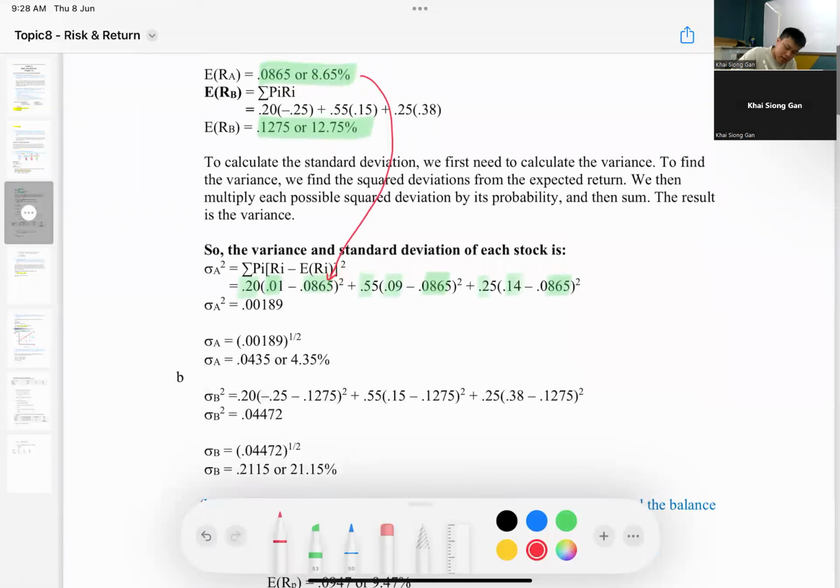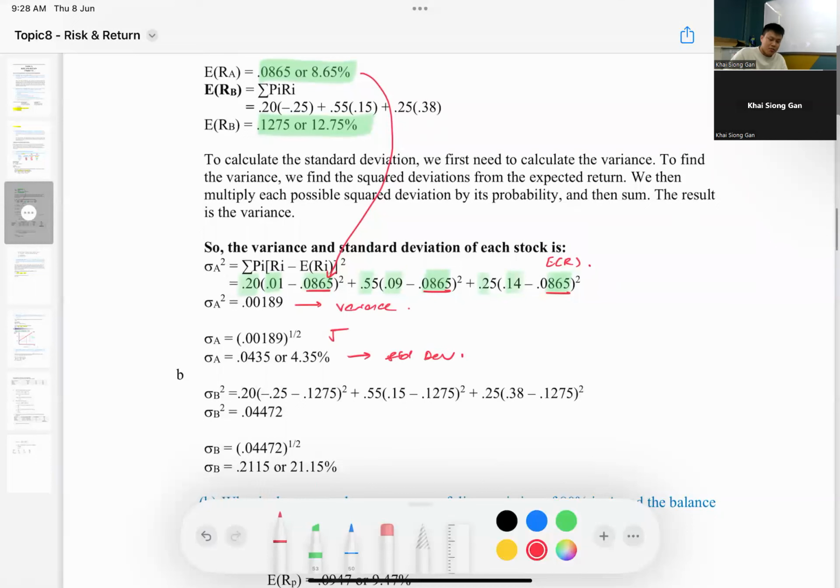Okay, so remember, the figures here are the expected returns that you calculated, the average. At the end you get the variance. So this is the variance. Okay, and then you square root it. So you square root, either you put power of 1 over 2 or you put square root. And then at the end you get the standard deviation. Okay, same for stock B as well.